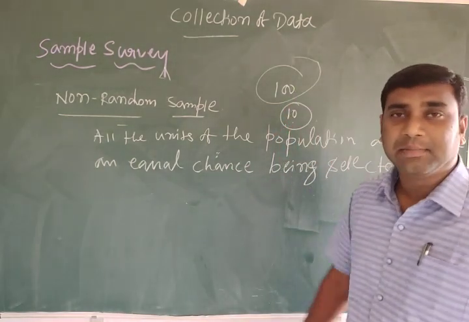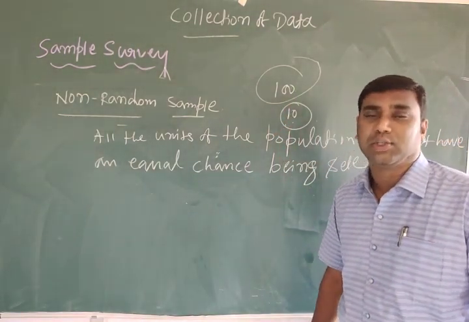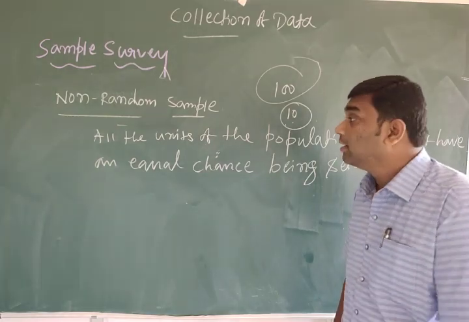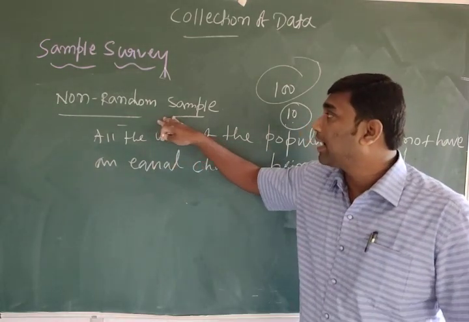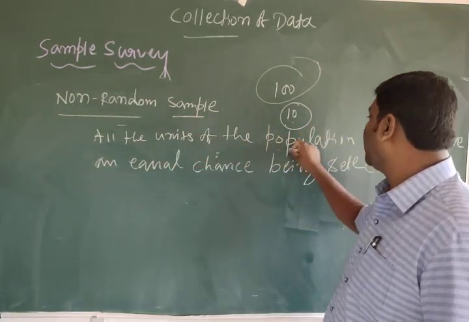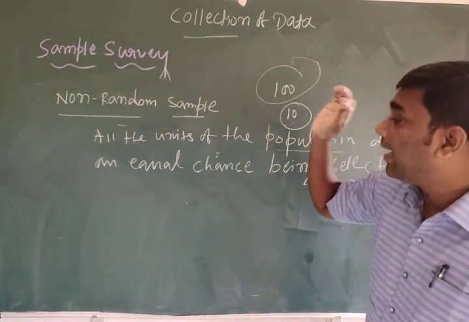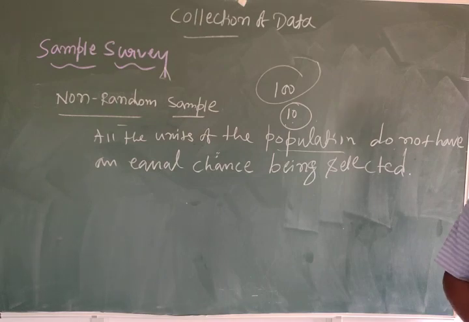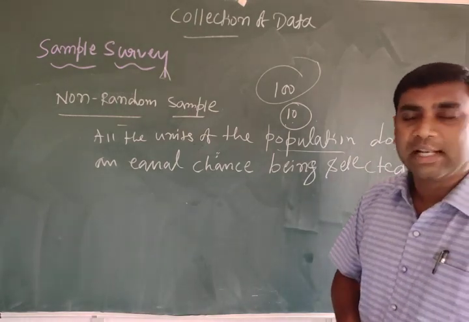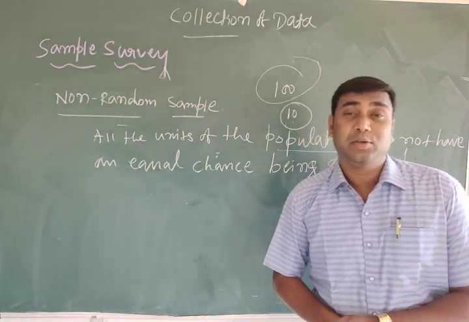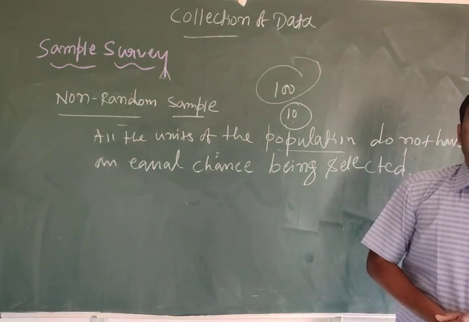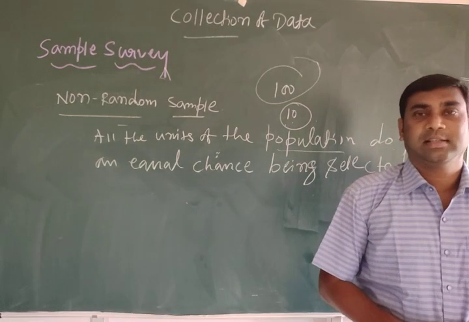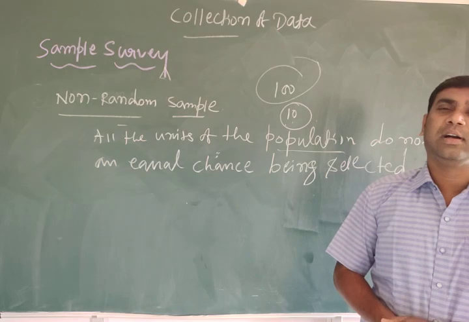Don't forget, in the random sample there was an equal chance for each and everyone. But in this non-random sample, all the units of the population do not have an equal chance of being selected. There is no guarantee who will be selected and who will not. Why? Because it is decided by you only, meaning the investigator. The investigator may select; the decision is up to him only.